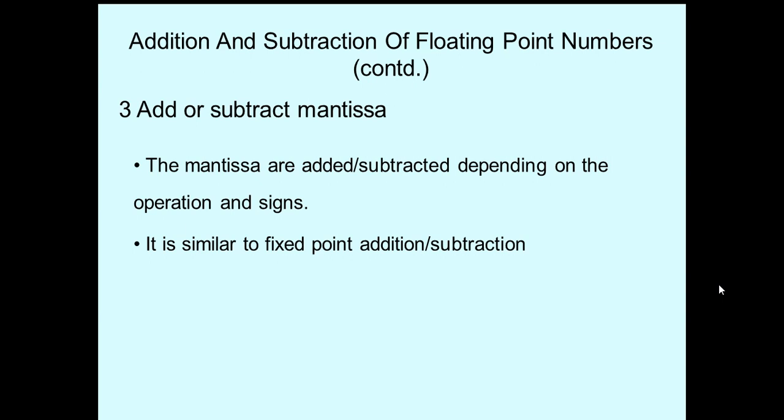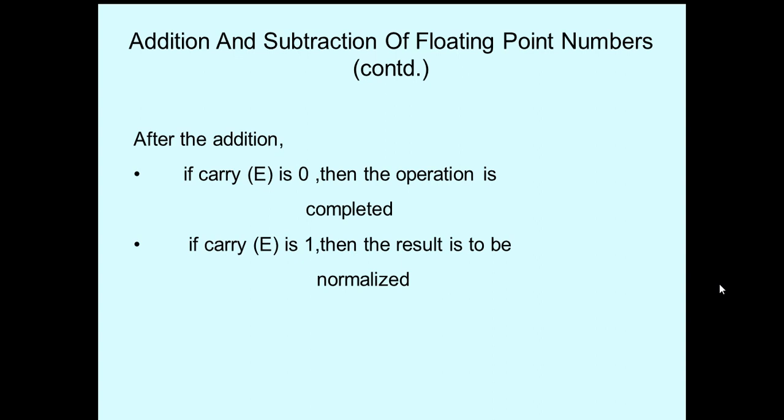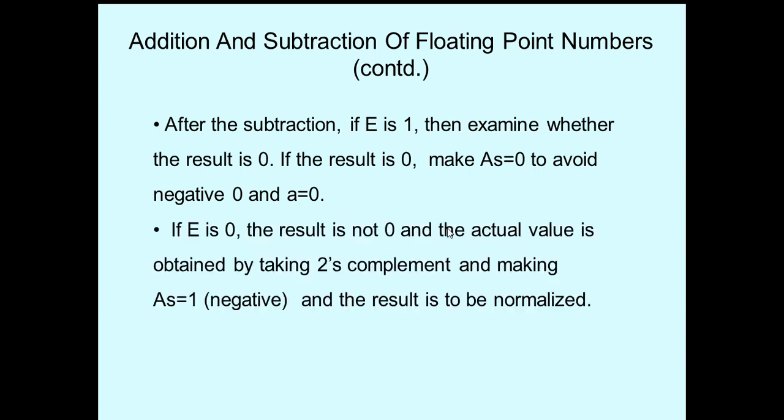It is similar to fixed point addition and then subtraction. So after the addition, if carry E is 0, then the operation is completed. If carry E is 1, then the result is to be normalized and the process is terminated. After the subtraction, if E is 1, then examine whether the result is 0. If the result is 0, make A equal to 0 to avoid negative 0.